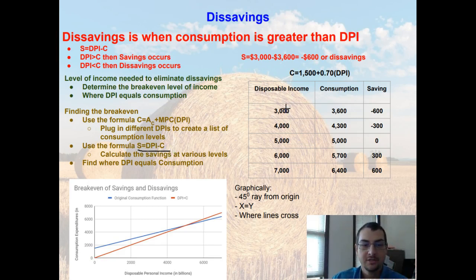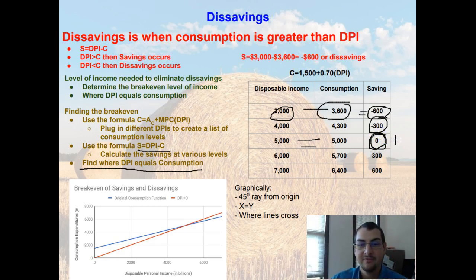We're going to say disposable income minus consumption will give us our savings. So we can do that for each one, and we see here we have a dis savings of 600, 300, and then lo and behold, we finally have an area where it's equal to 0. So where you find where disposable income equals consumption, you see these two equal each other, so that makes a savings of 0. So here we neither have savings nor dis savings. This is that break-even level.